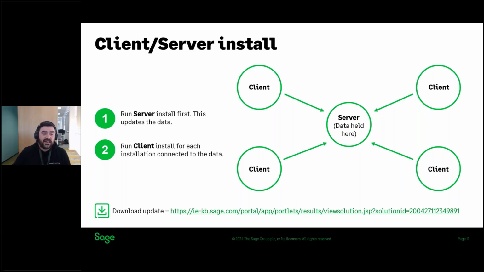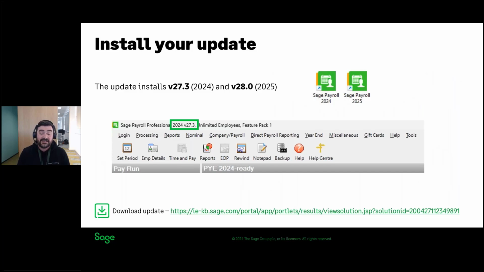Now, once you've been through the installation process and that has completed, you should find that you have a new desktop shortcut for Sage Payroll 2025, as this update installs both an update for the current tax year, version 27.3, and that adds the payroll year-end functionality to the current payroll, and it installs version 2025 or version 28 ready for use in the new year. And you can check your version number at the top of the screen.